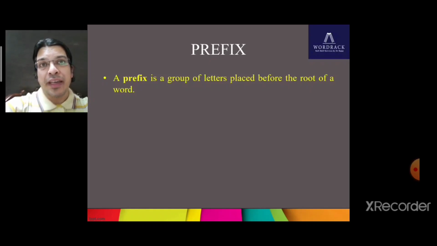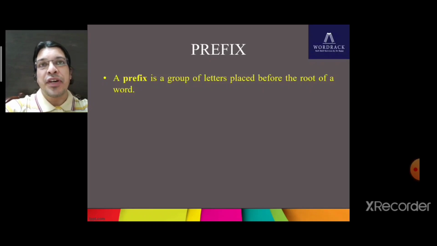So what is a prefix? Prefix is a group of letters which is placed before this root to form new words. By extension, what is a suffix? Suffix is a group of letters placed at the end of this root to form new words. I'll give you an example.